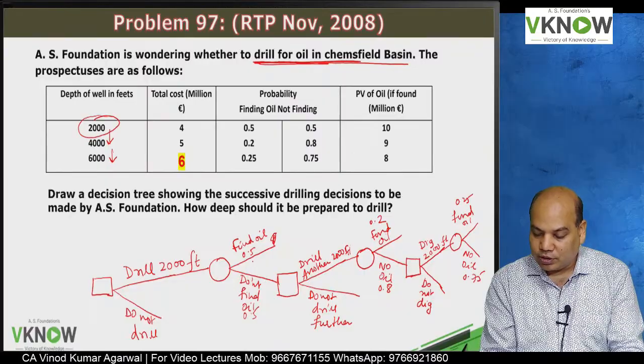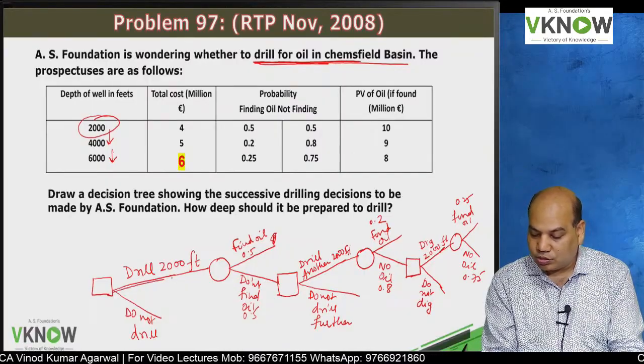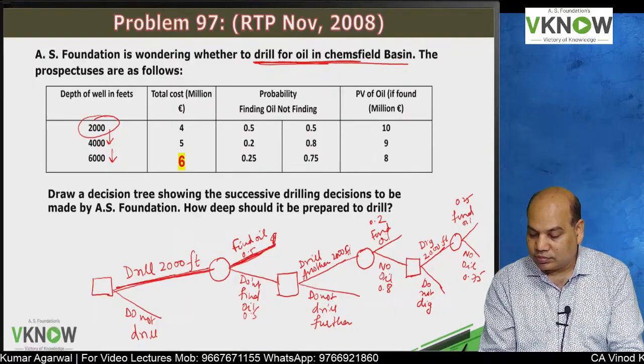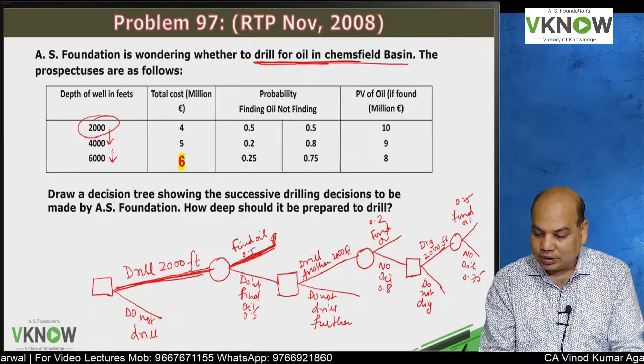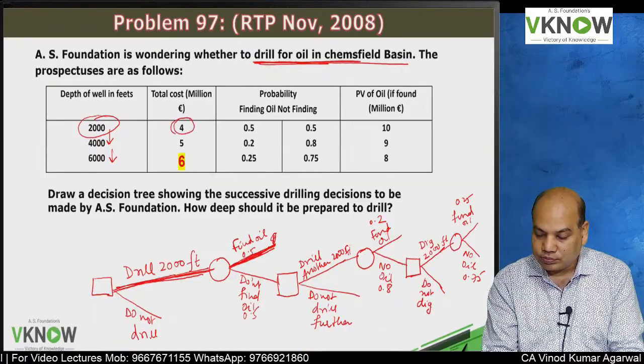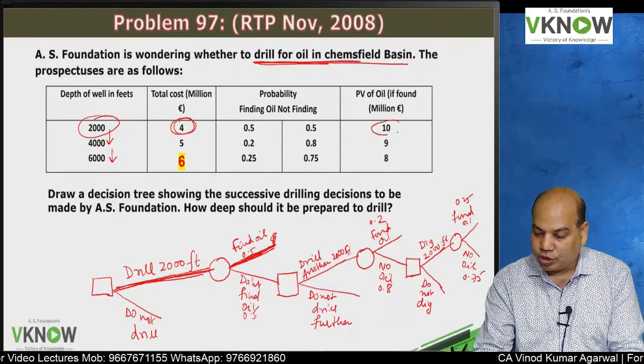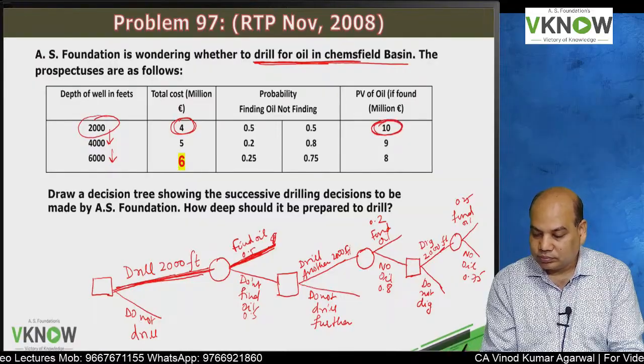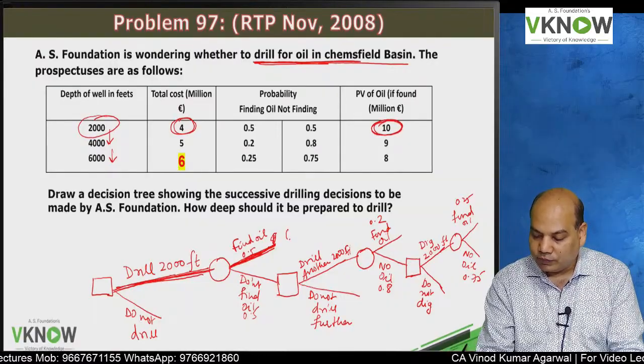So that was drawing the diagram, and then you have to put the values also. How do we put the values? If you drill 2000 feet and find oil, then your drilling cost is 4 and the PV of oil is 10, which means you will make a profit of 6 here.